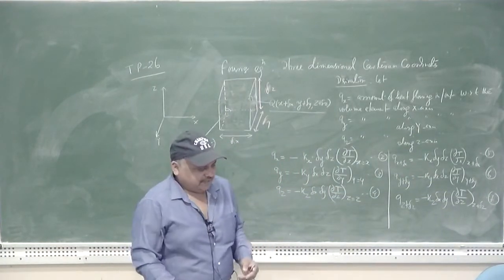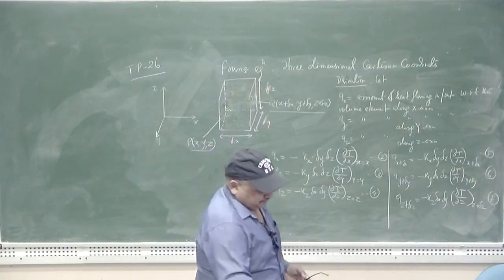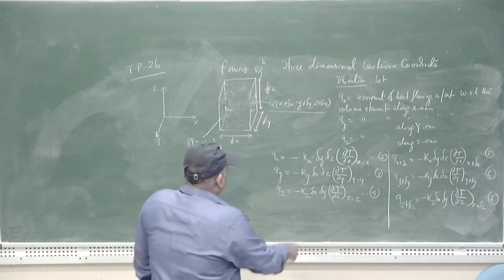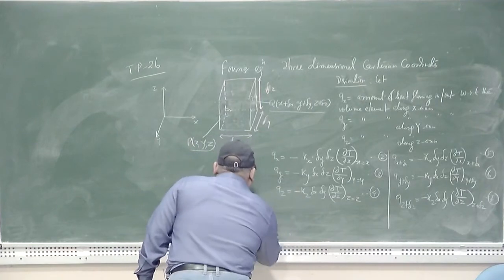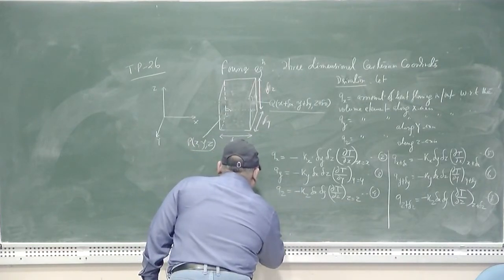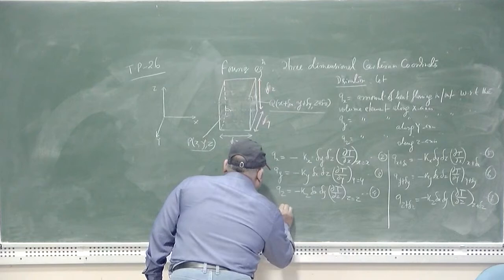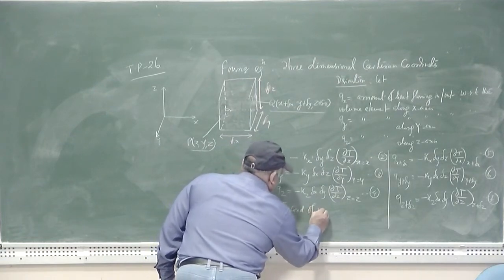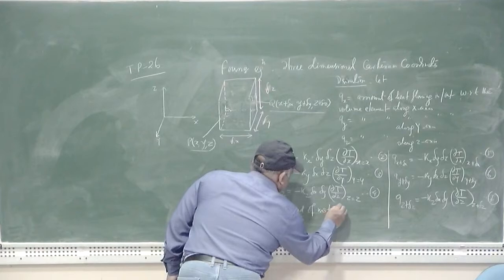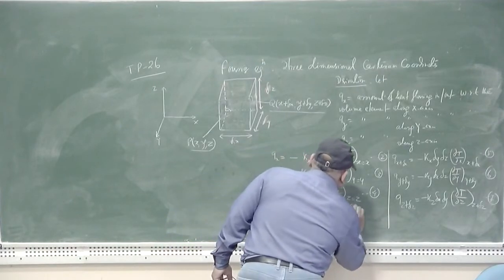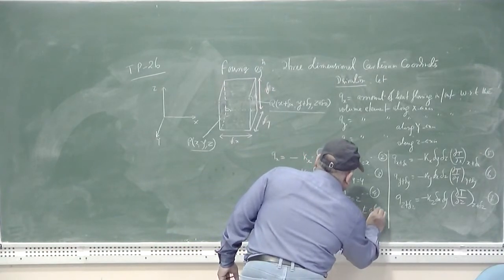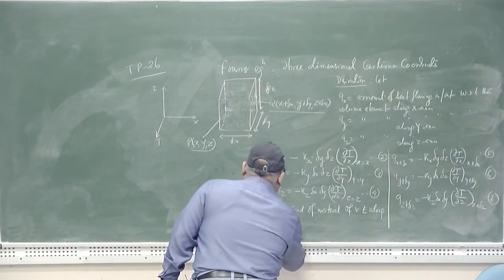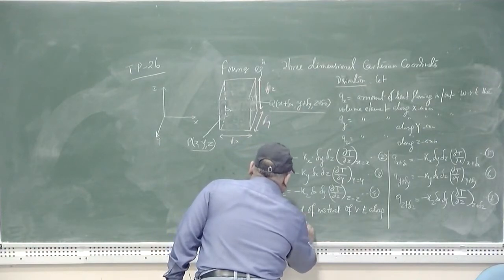Here you should note that Kx, Ky, Kz are the thermal conductivities of the material of the volume element along the x, y, z axes respectively.